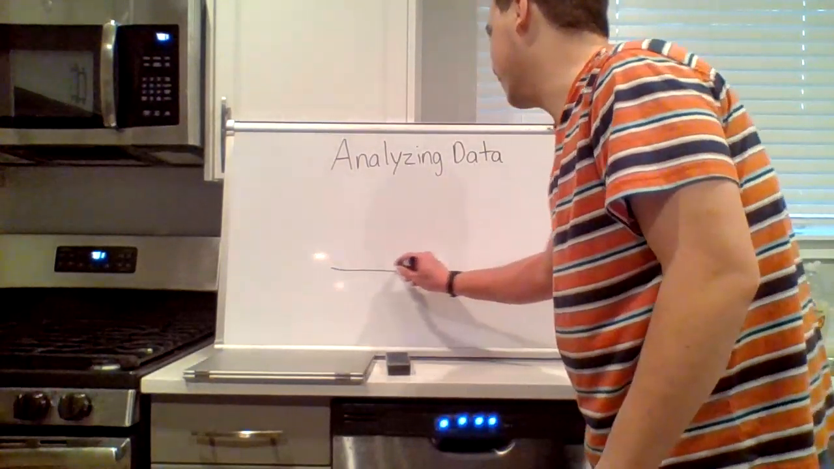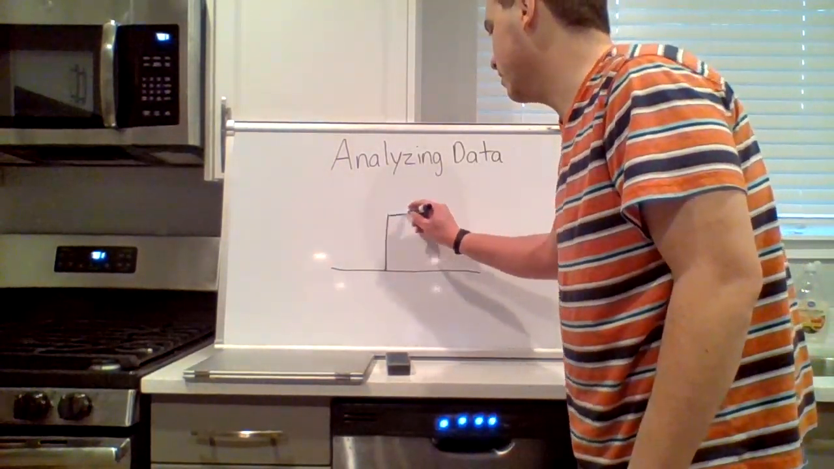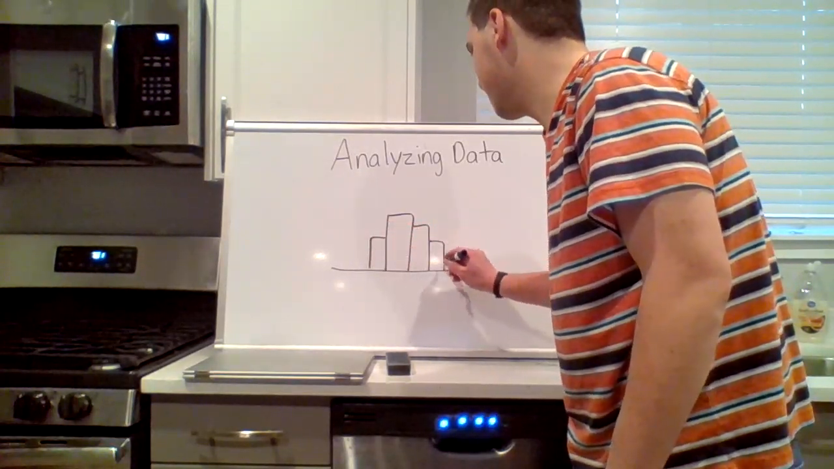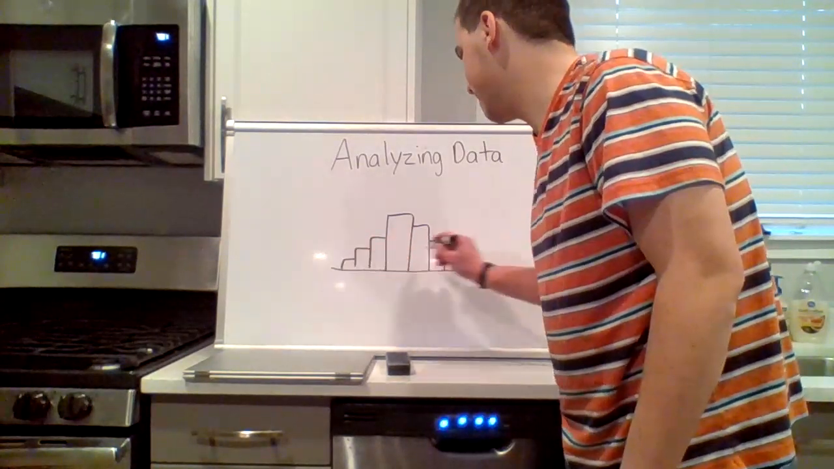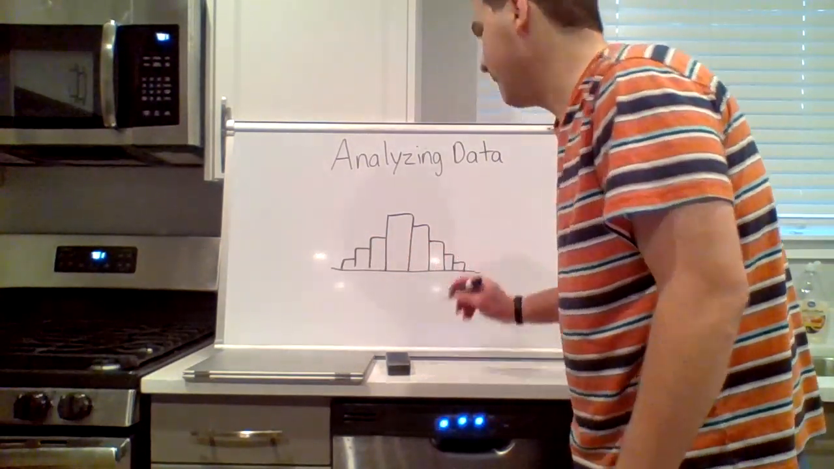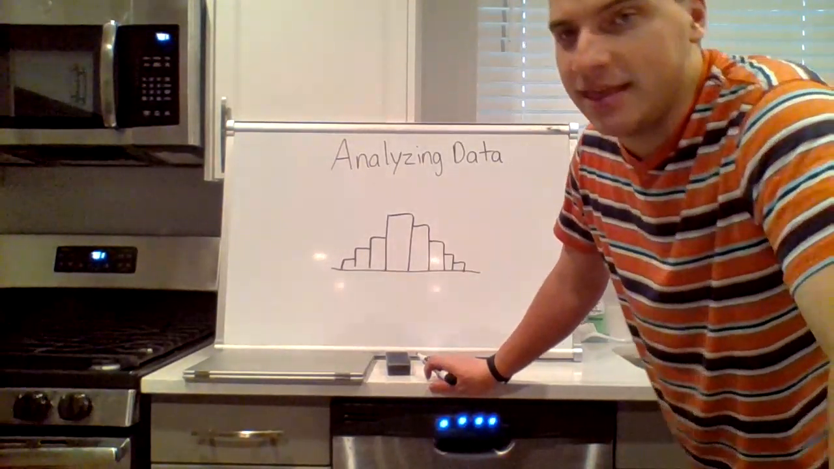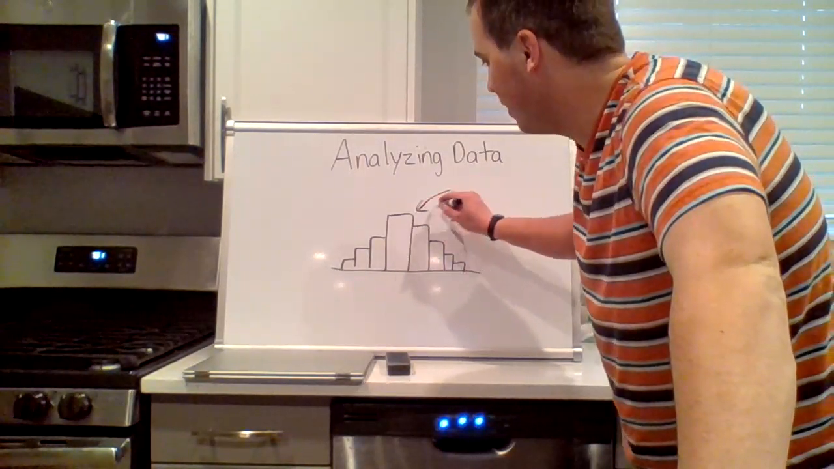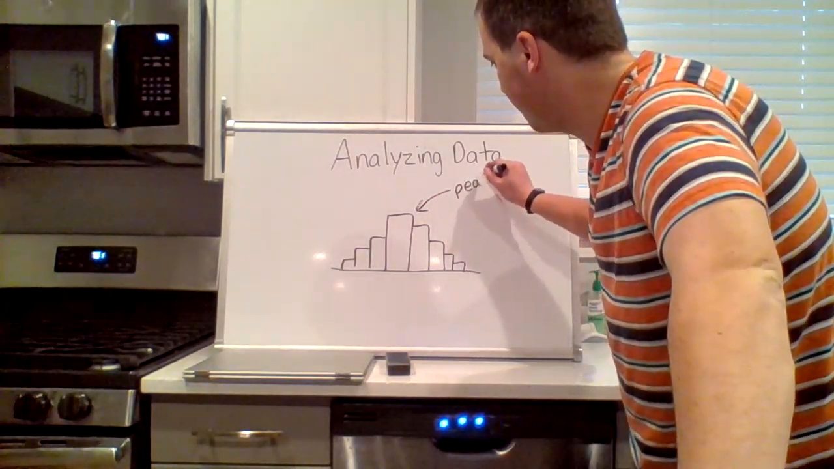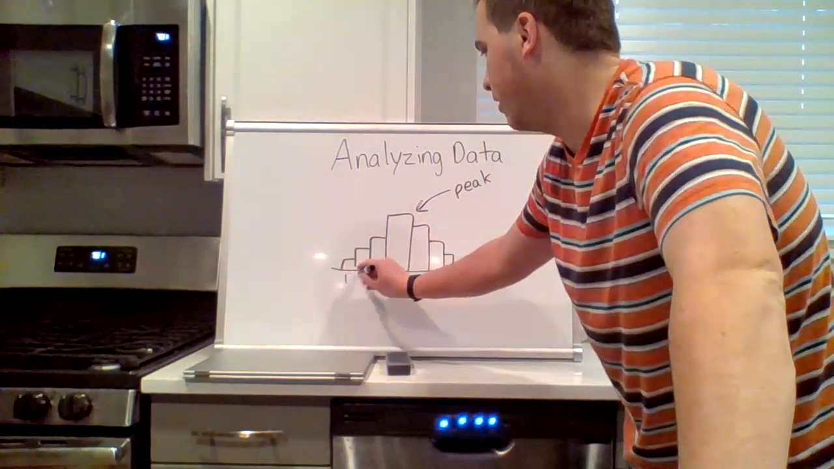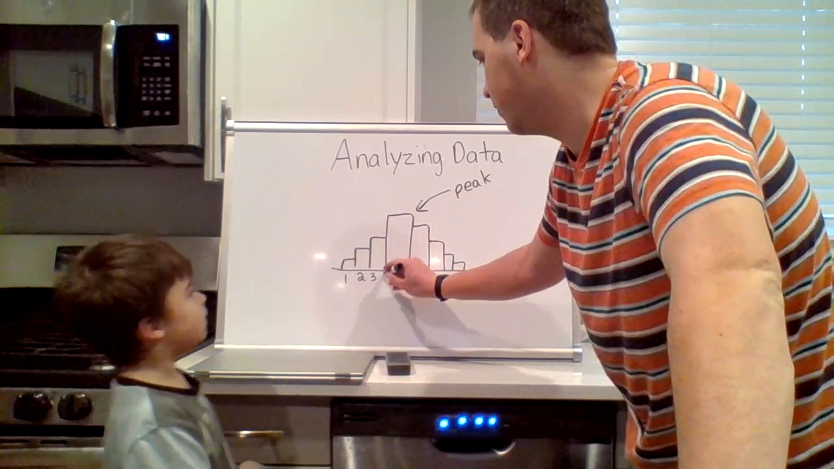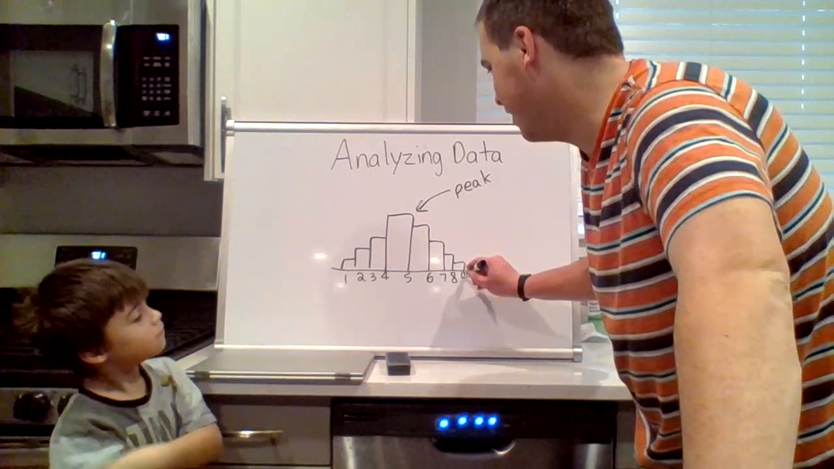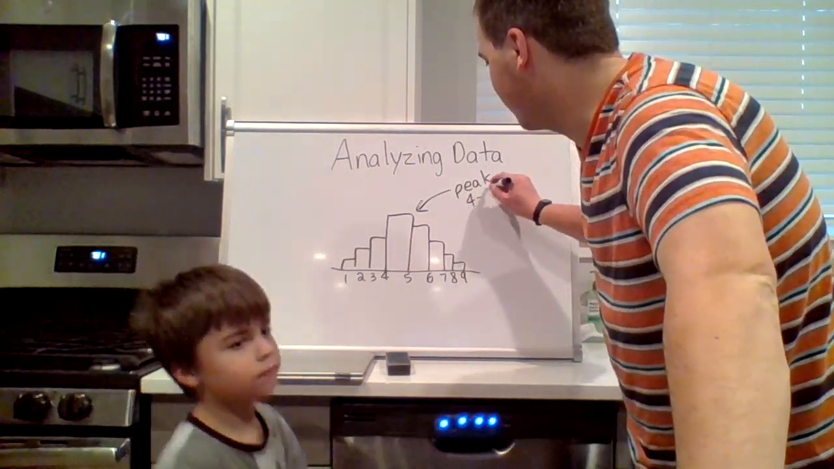So if you have a bar graph that looks something like this. Okay, so in this case, the biggest part of the graph, where there's the most data, is called the peak. So if this was like 1, 2, 3, 4, that guy looks like 5, a staircase. 6, 7, 8, 9. The peak would be between 4 and 5.